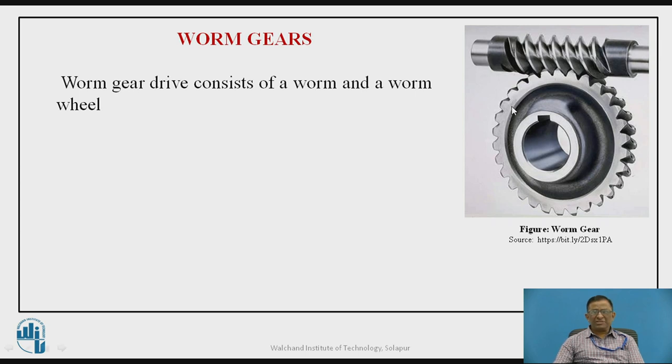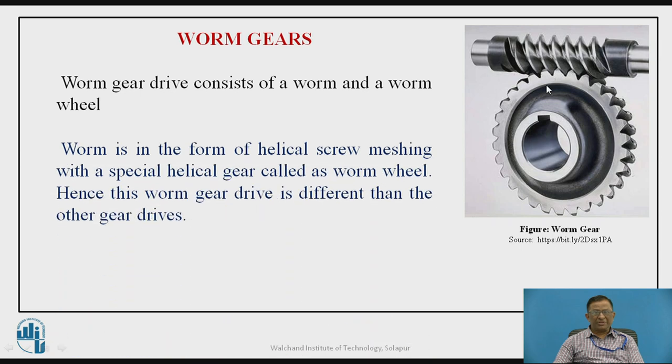Worm gear essentially consists of a worm, which is a screw, whereas the worm wheel is similar to a helical gear, and there is a combination of worm and worm wheel to transmit the power. So the worm is in the form of a helical screw meshing with a special helical gear called the worm wheel. It is a peculiar construction of gear drive, different from all other gear drives, such that here a screw is transmitting power, its linear motion, to a rotary motion of the worm wheel.